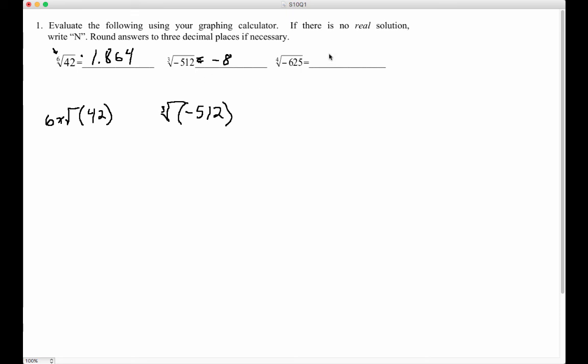So what we're going to say is nope. No real solution, so n. n for no real solution, or you can put in, if you really want to, nar for not a real.